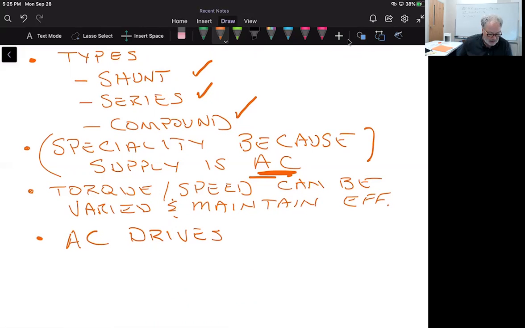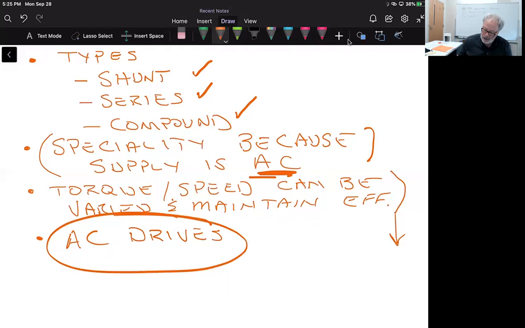That make them applicable to DC machines. One reason he mentions is that the torque speed characteristics of DC motors can be varied over a wide range and at the same time maintain a high efficiency. Now, that statement in and of itself should be enough to say that DC motors are particularly useful in particular applications, but something that will come up again and again is this idea of an AC drive.